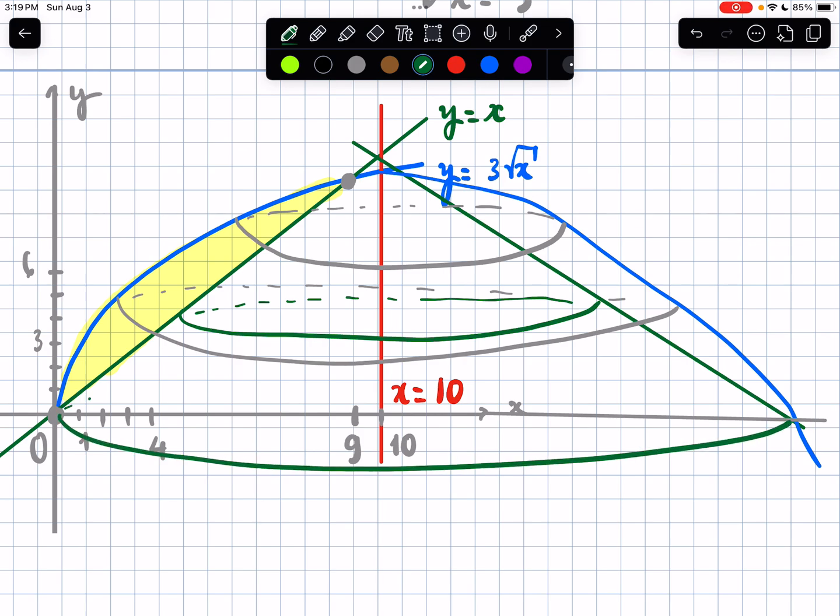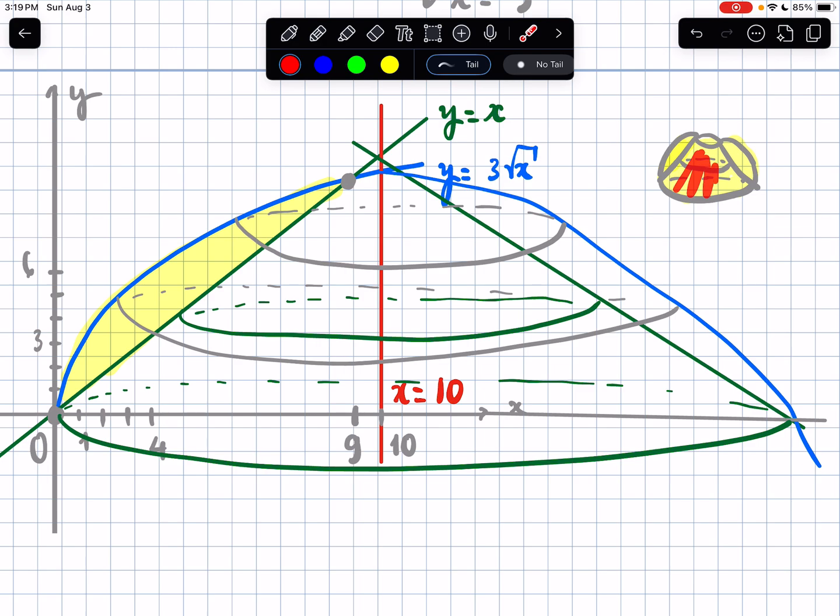At this point (0, 0), the two circles are the same. So what we have would look like this, and there's a hollow part. The blue is outside, the green inside. So the solid would be like this figure. This part is empty inside here.